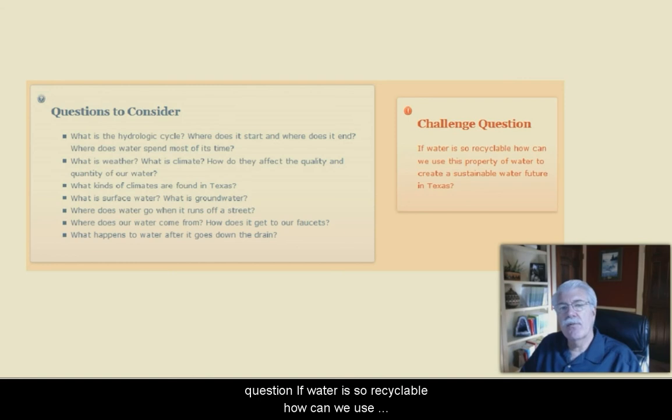What kinds of climate are found in Texas? What is surface water? What is groundwater? Where does water go when it runs off a street? Where does our water come from? How does it get in our faucets? What happens to water after it goes down a stream? And if water is so recyclable, how can we use this property of water to create a sustainable water future in Texas?